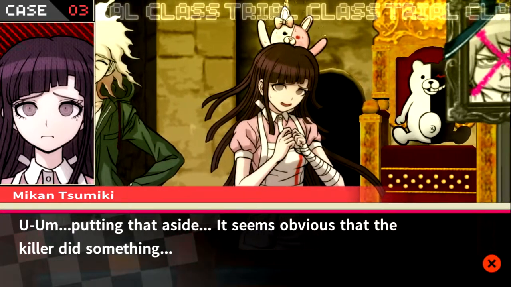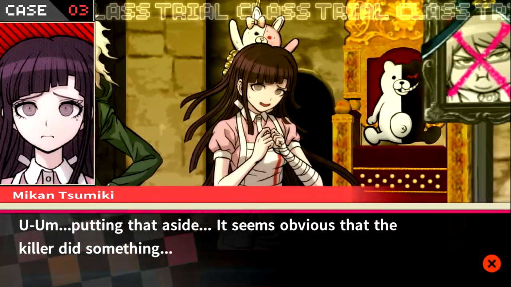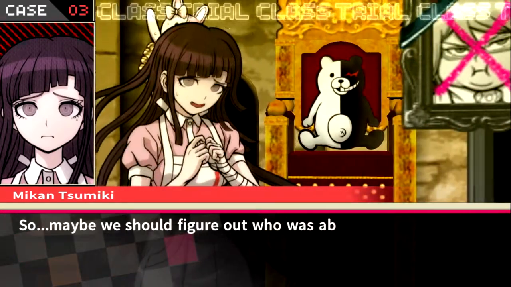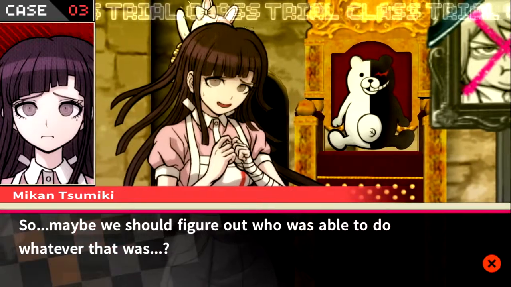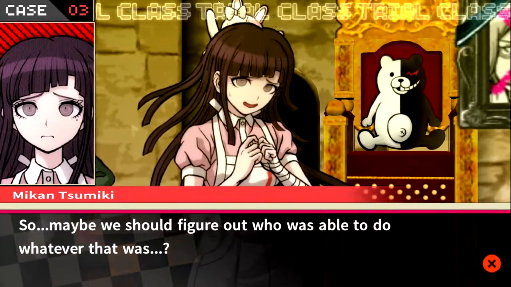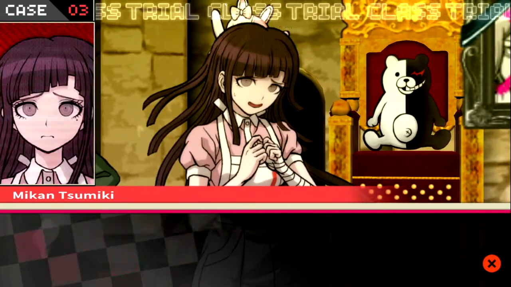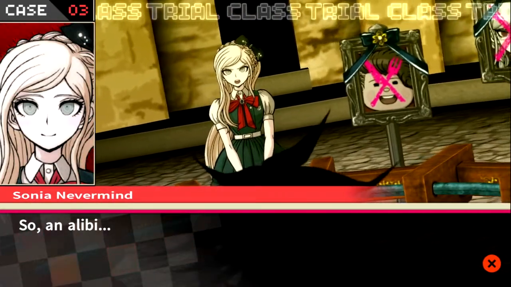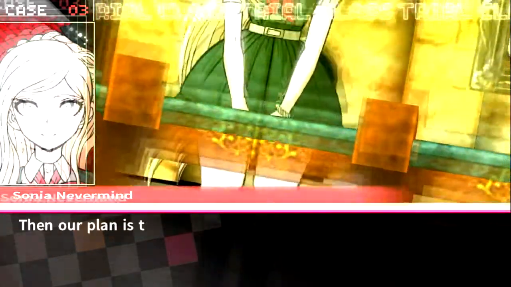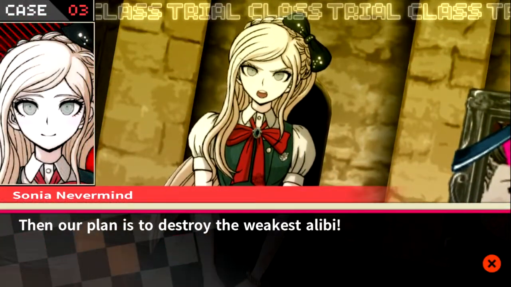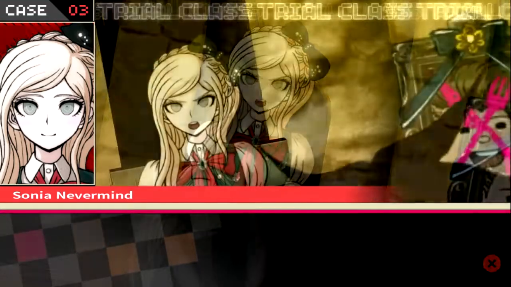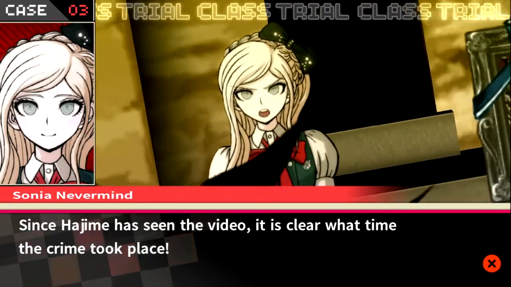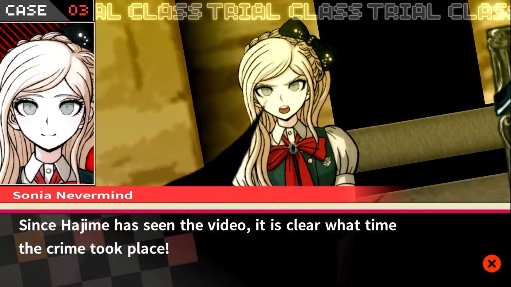Putting that aside, it seems obvious that the killer did something. So, maybe we should figure out who was able to do whatever that was. So, an alibi. You understood that? Then our plan is to destroy the weakest alibi. Since Hajime has seen the video, it is clear what time the crime took place. I mean, kind of?